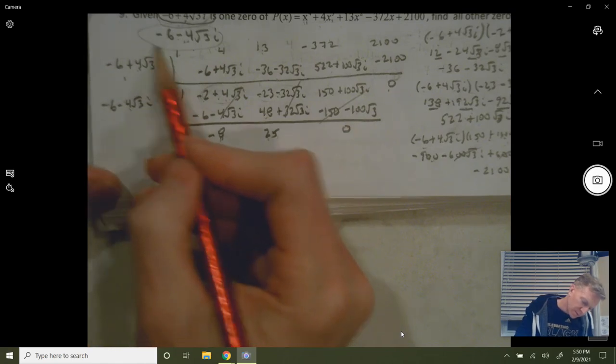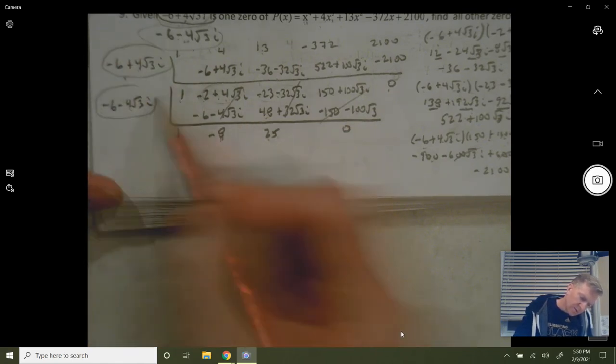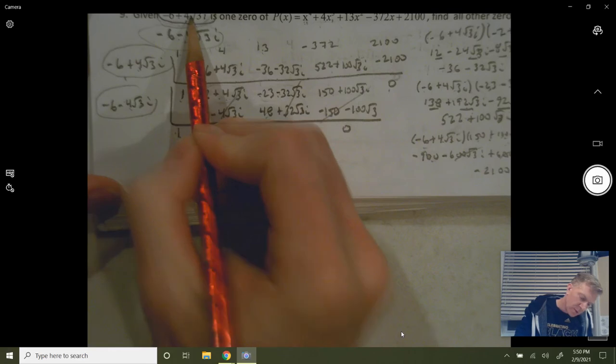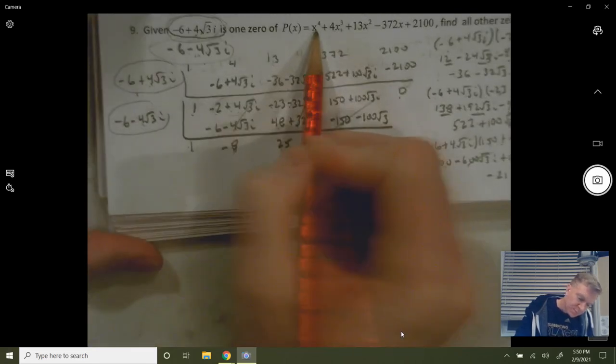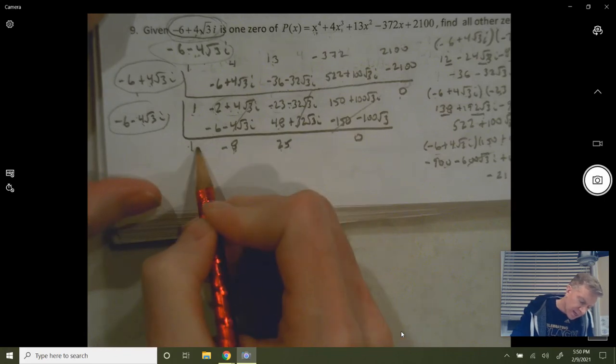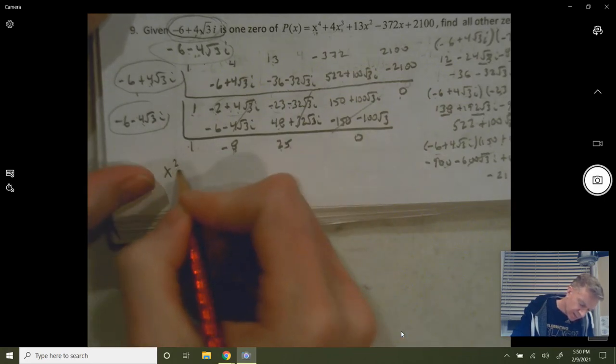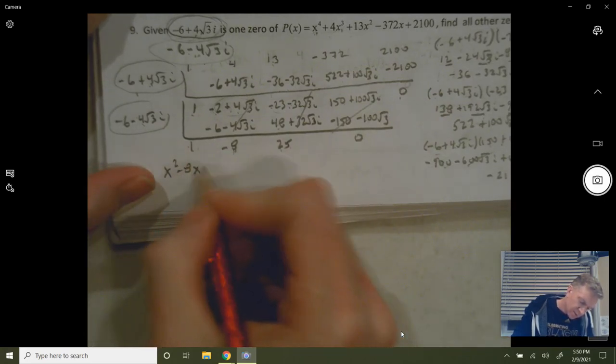Okay, so here are two of my zeros. There's one zero, there's another 0. They told you this one. They wanted you to come up with a total of 4, so the other 3. Okay, so this represents x squared minus 8x plus 25.